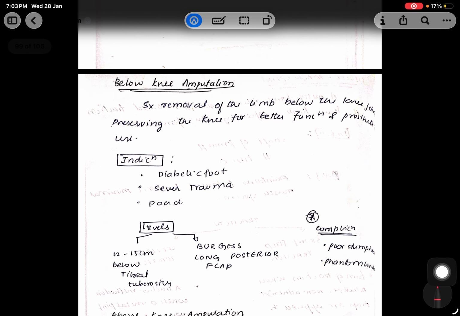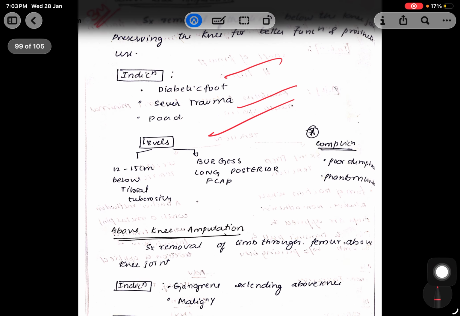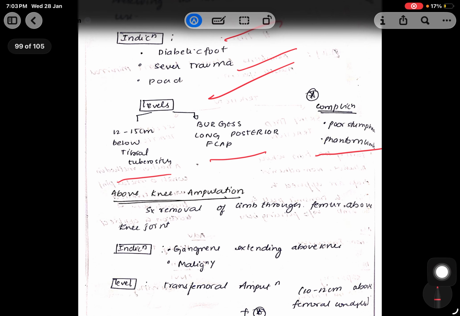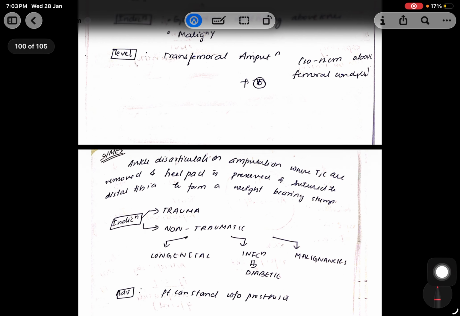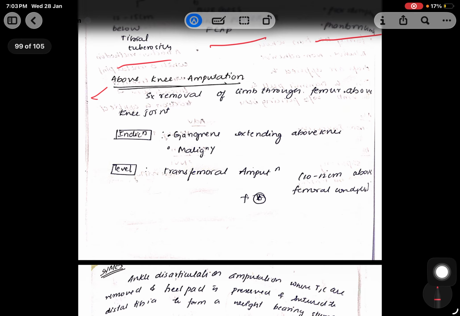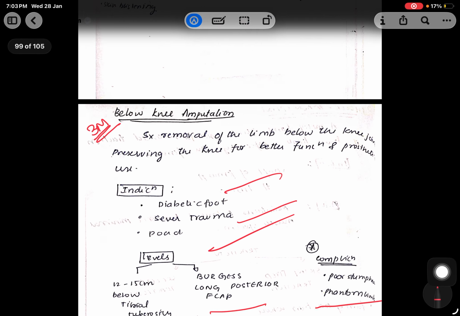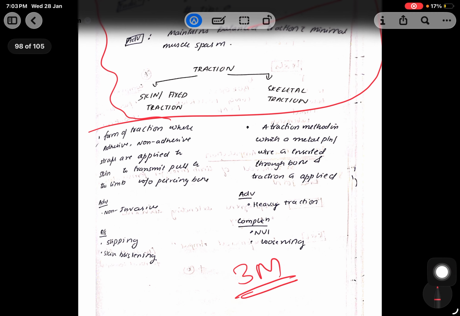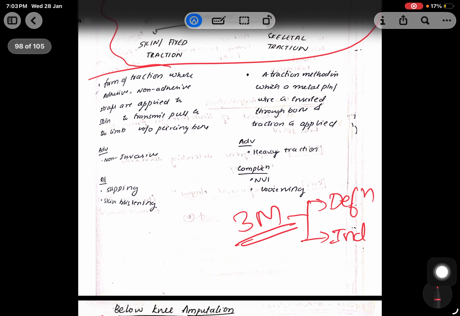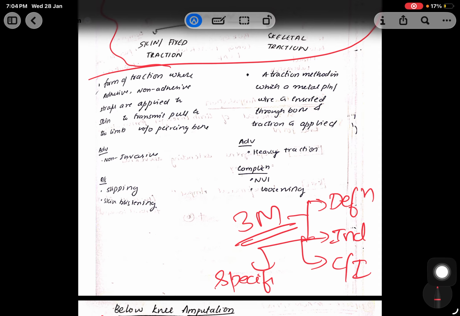Then amputation part, again you can expect it just for 3 marker. That is, you are removing part of the limb. These are the indications. Then based on the level, you have different names, above knee, below knee, then all the other parts which are there. So if you just go through this, there's nothing. So whenever you are getting a 3 marker question, write definition, indication, contraindication, or any specific thing which they might expect. Okay.